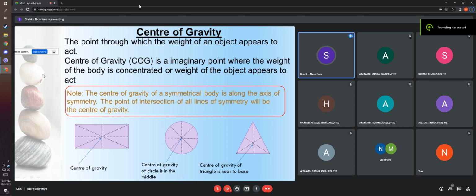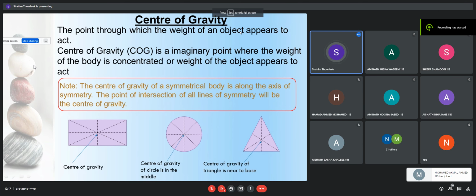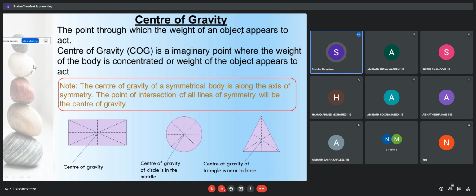It's where we are considering the total weight of the body acting. You have to mention the weight of the body. Center of gravity is an imaginary point where the weight of the body is concentrated, or where the weight of the object appears to act. You know, each and every particle in the object has a weight. Each and every particle is used to determine the location of the center of gravity.